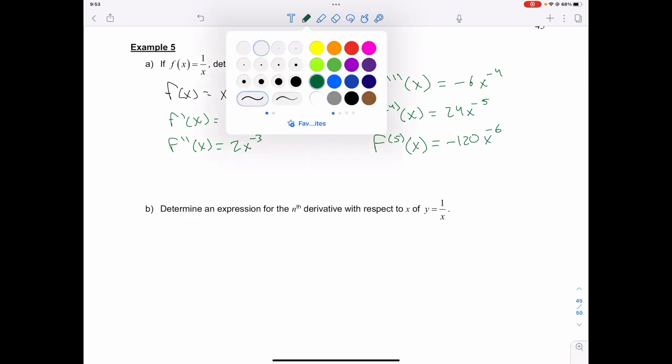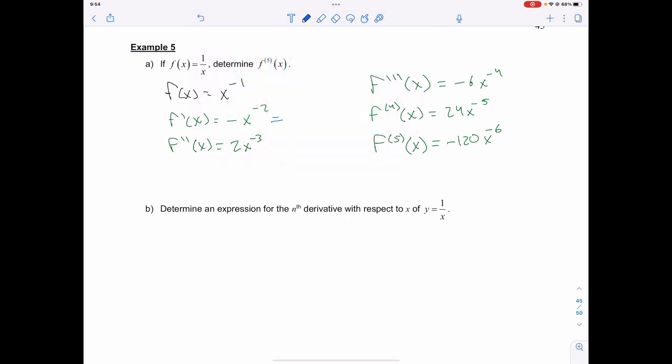Now, if I want to get rid of those negative exponents, I could say that this is the same as negative 1 over x squared, or this is 2 over x cubed. This is negative 6 over x to the 4. This is positive 24 over x to the 5. And this is negative 120 over x to the 6.